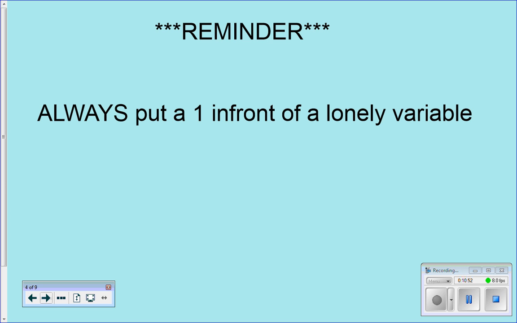And you know what a lonely variable is? Like if I just would have an a, guess what can go in front of it? A 1. But if there's already something in front of it, it's not lonely, so I don't have to put a 1 with it. Okay? So anytime it's by itself, I want you to stick a 1 in front of that.